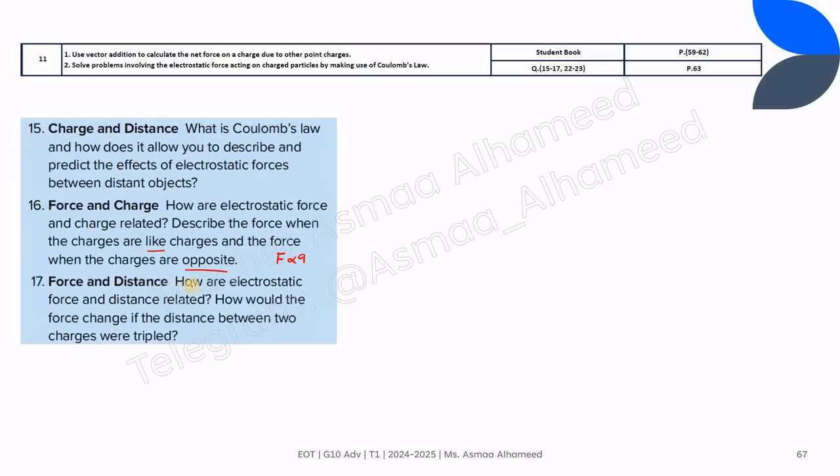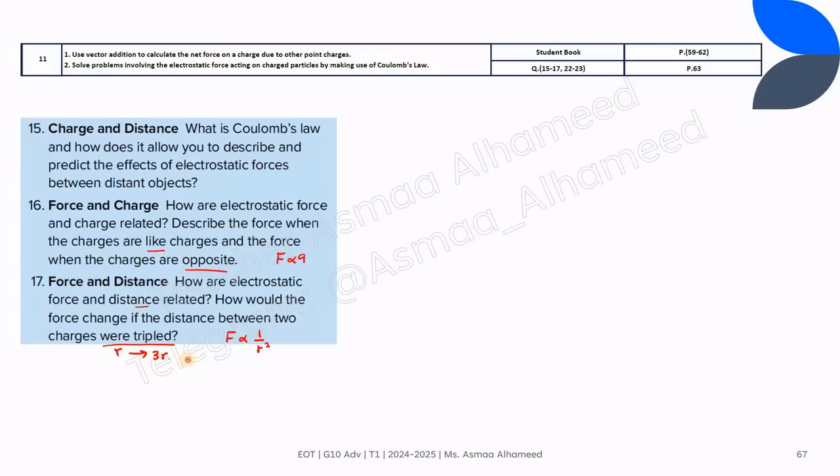Next question. Force and distance. How are electrostatic force and distance related? And how would the force change if the distance between two charges were tripled? So we said that force is inversely proportional to the distance squared, and when you have a distance that has been tripled, it means that instead of r, now you have 3r.